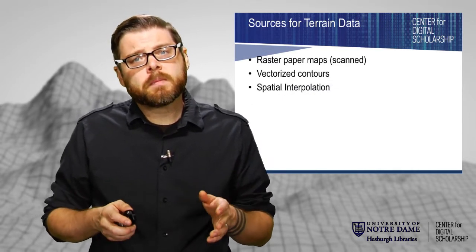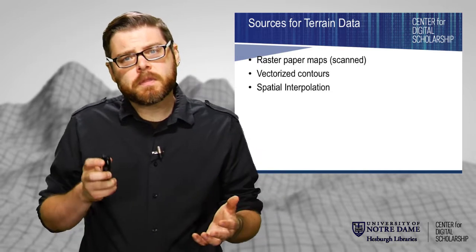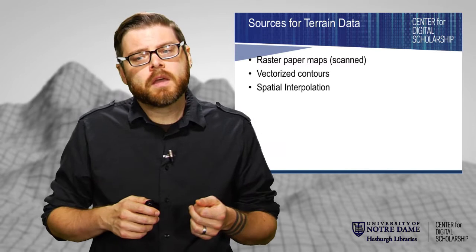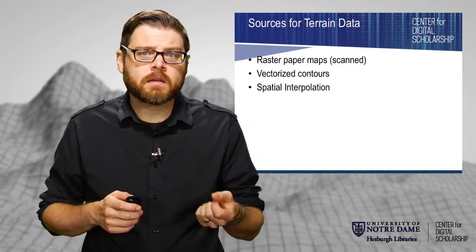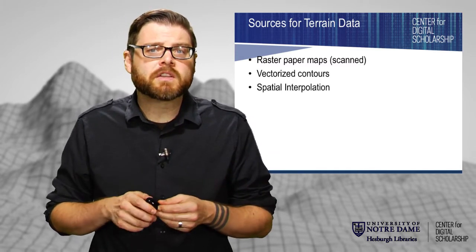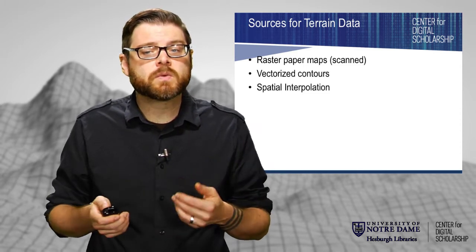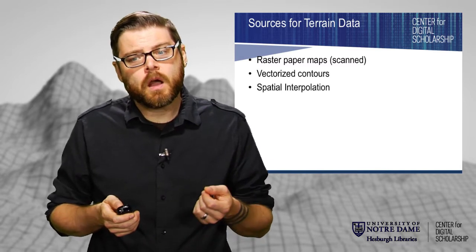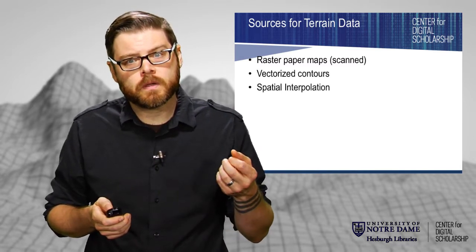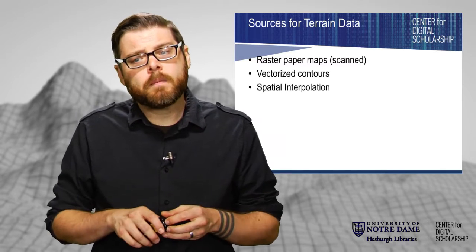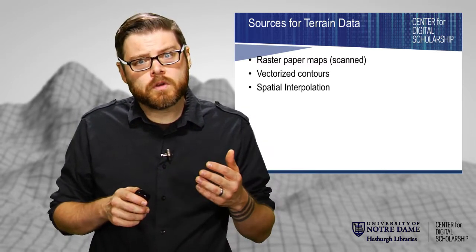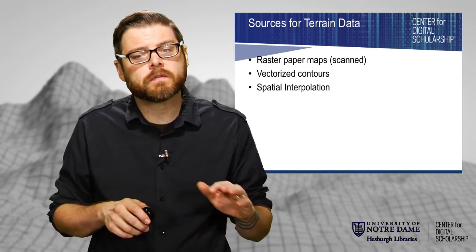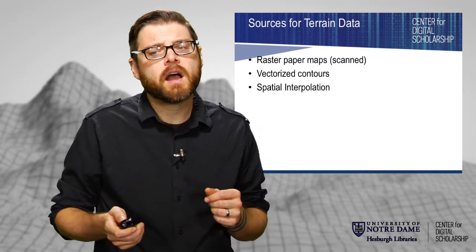Now, I want to return to talking about where we get terrain data, because there are some different ways to get these in for particular study areas. There are three main ways we can do it. We can scan and digitize paper maps. We can vectorize the contours from these. We can find some pre-made sources of topographic data from satellites or from governmental entities. Or we can work through known elevation points and do something called spatial interpolation, where we create a surface in between the known points that we have.